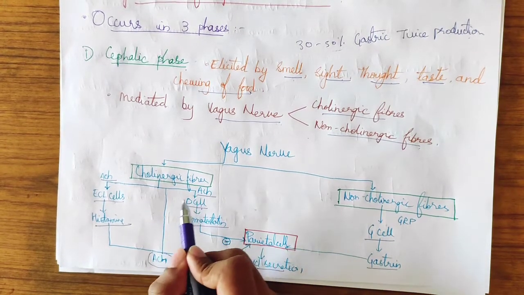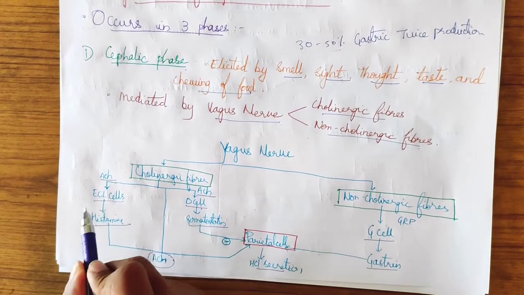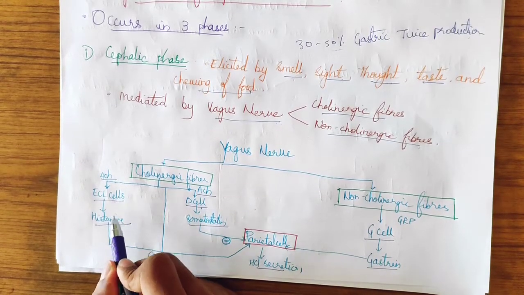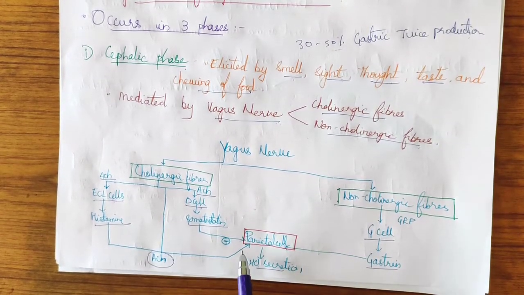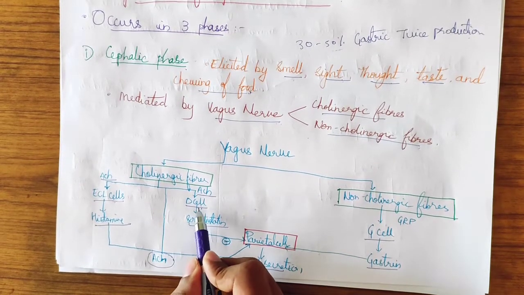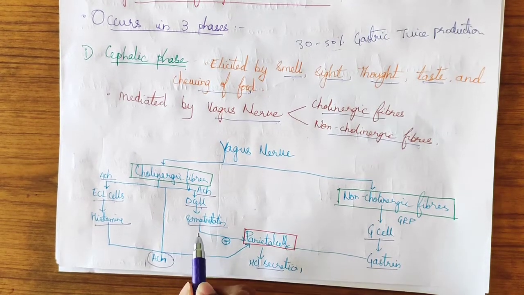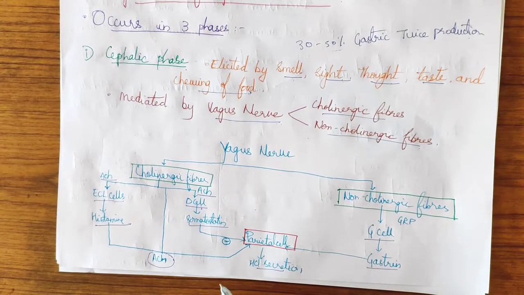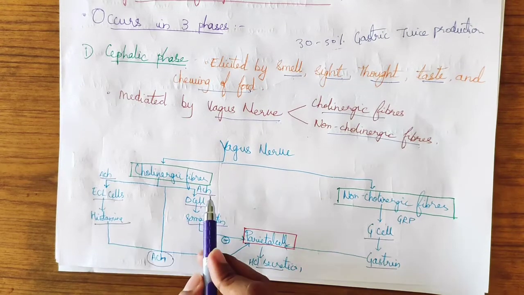These cholinergic fibers act on the ECL cells, that is enterochromaffin cells, and the D cell. These enterochromaffin cells produce histamine, which stimulates the parietal cell and therefore increases the HCl secretion. Then the D cell produces the somatostatin, which is the inhibition factor and decreases the HCl secretion. So this takes place through acetylcholine.